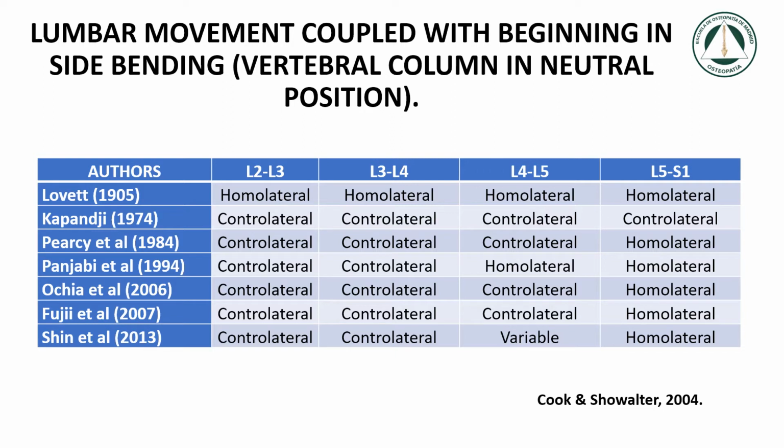According to Shin et al. 2013, the upper segments of L2, L3 and L3, L4 showed a contralateral side bending coupled towards the direction opposite to axial rotation, while the lower segments L4, L5 and L5-S1 showed an ipsilateral side bending movement, coupled towards the same direction as the rotation. This study demonstrated that the lumbar coupling of rotation and side bending depends on the vertebral segment, and aims to maintain the overall dynamic balance of the body.